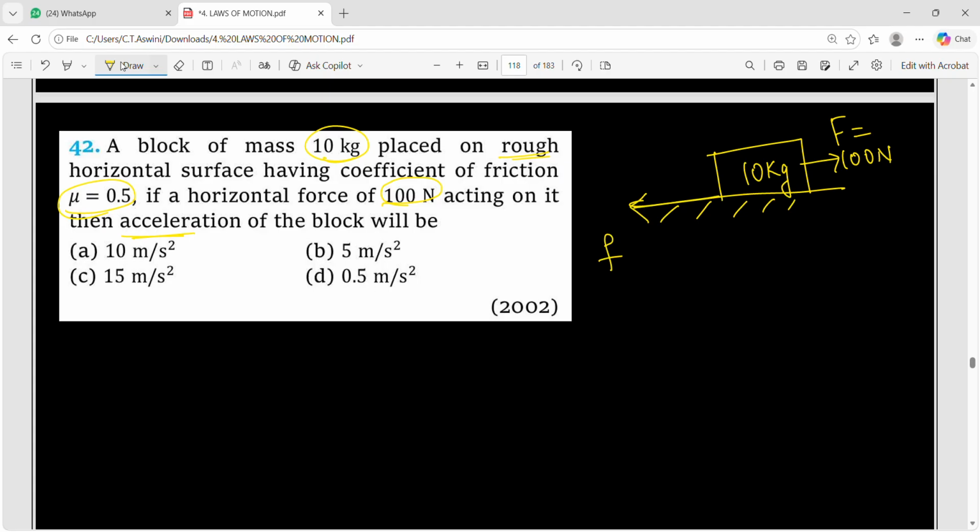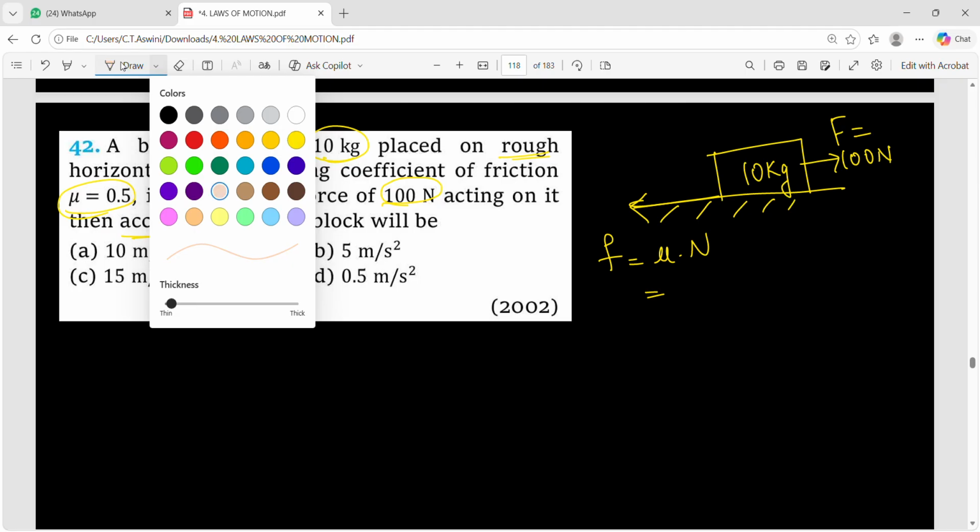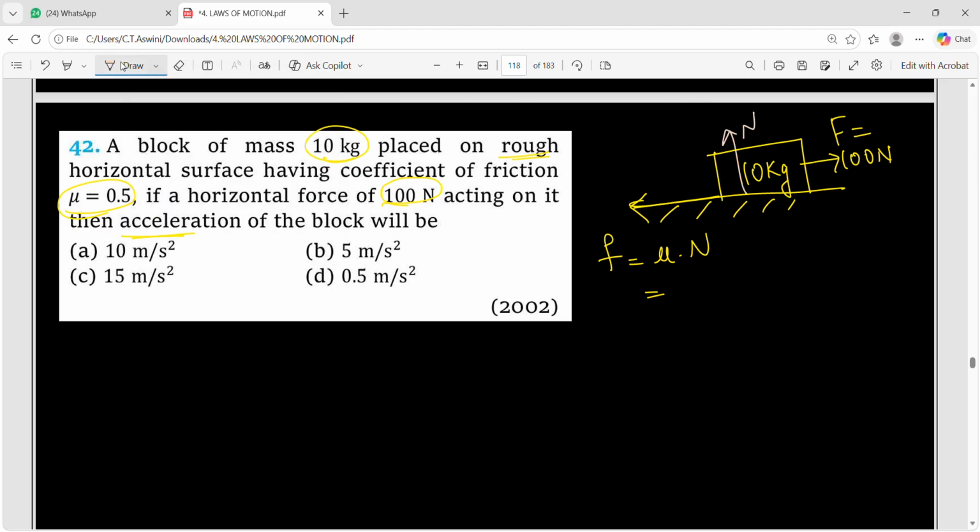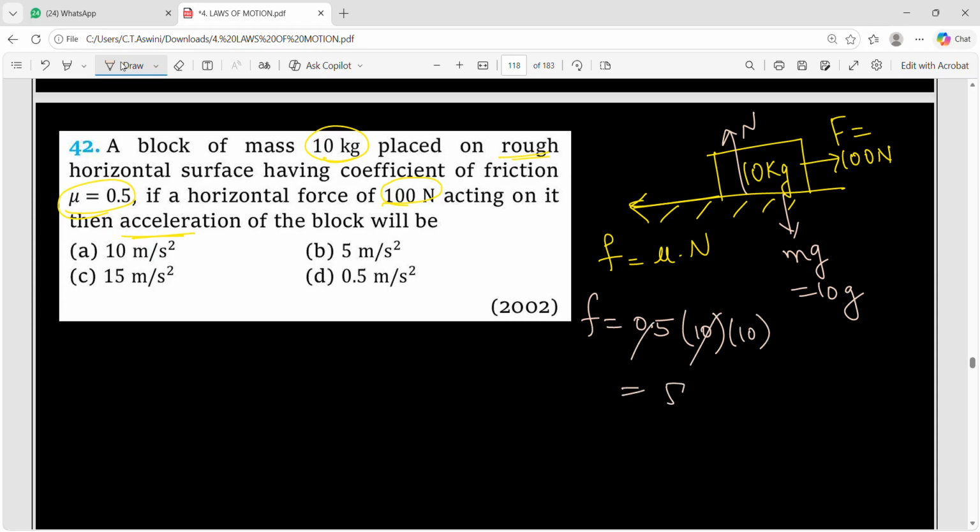So what will be the frictional force? It will be in the opposite direction. And how much will it be? It will be mu into N. So this is the N and this is the downward weight M into G, which is equal to 10 into G. So just substitute it here. How much will be the frictional force? Frictional force is equal to mu, which is 0.5, N is nothing but M into G, so 10 into G, G value 10. So decimal and 10 will cancel. You will get 50 newtons.